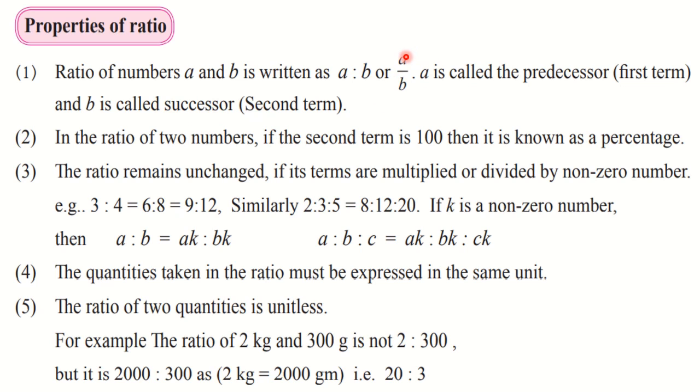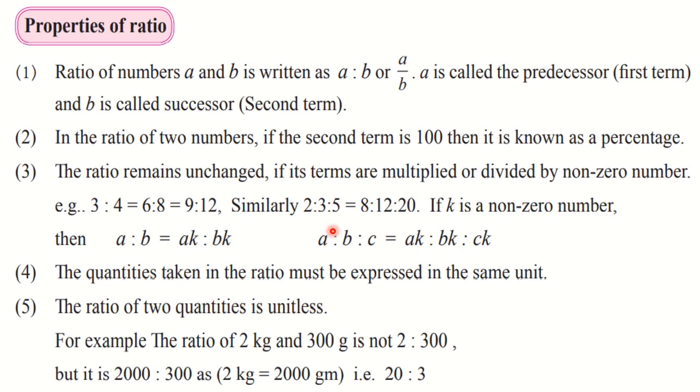You can simply use the words first term and the second term. The second one: in the ratio of two numbers, if the second term is 100, then it is called a percentage. Percent, the word cent stands for 100. Per 100. So if the second quantity is 100, then that particular ratio is called a percentage. Correct? Third one, the ratio remains unchanged if its terms are multiplied or divided by a non-zero number.